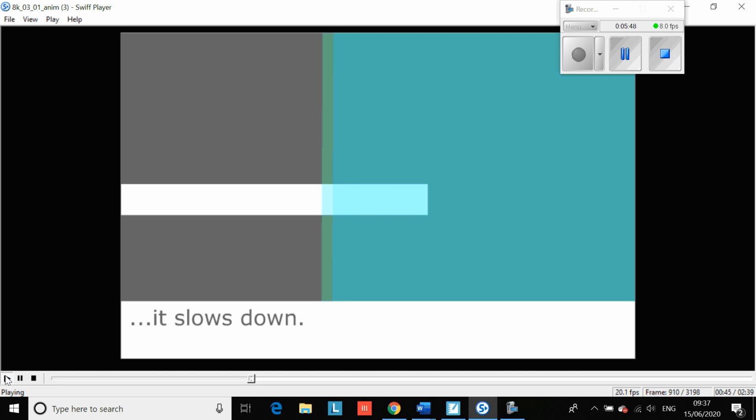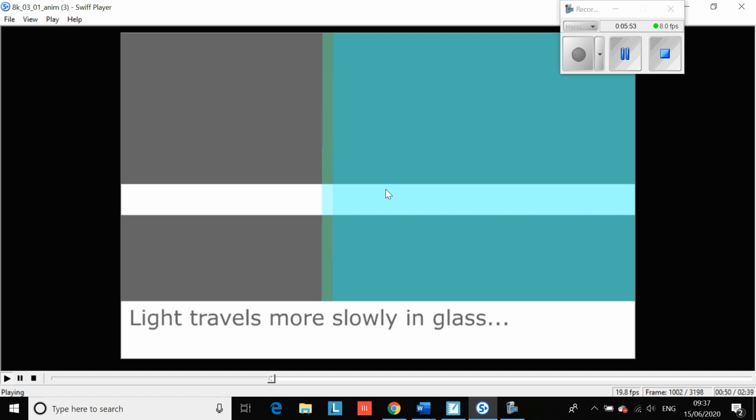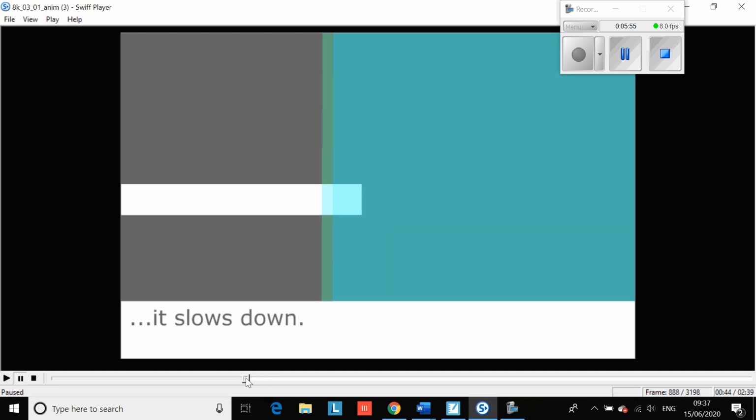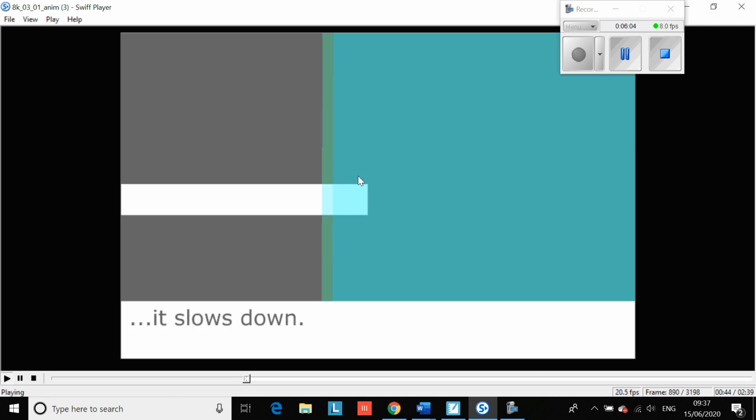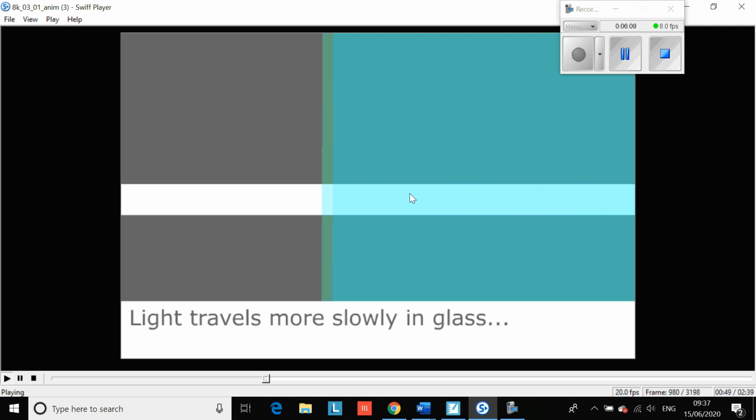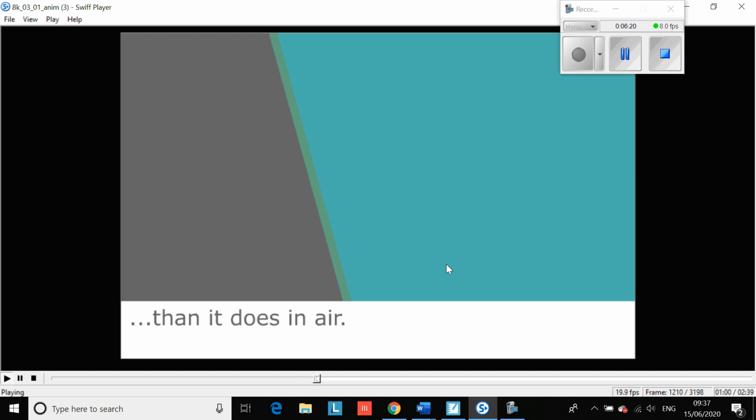Now, the reason it doesn't bend when it goes in along the normal at a right angle is because the whole beam of light, if I just quickly wind that back, the whole beam of light, the whole wavefront, hits the refractive surface, the glass block, at the same time. So the whole beam of light slows down together. There it goes. So because glass is denser, light finds it slightly more difficult to get through.